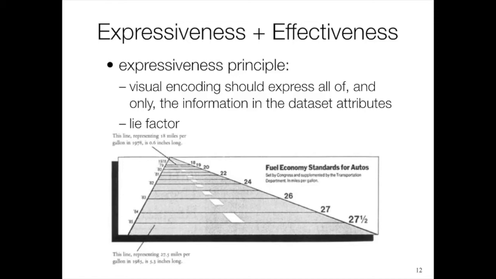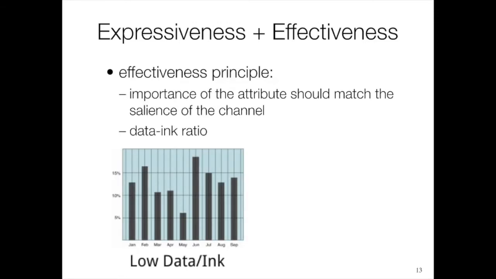Obviously, the author of this graphic wanted to make it look in that fashion, because obviously that's a graphic that has been published by a car manufacturer. And the effectiveness principle says the importance of the attribute should also match the salience of the channel. So the more important the mark is, the more important channel it should get.